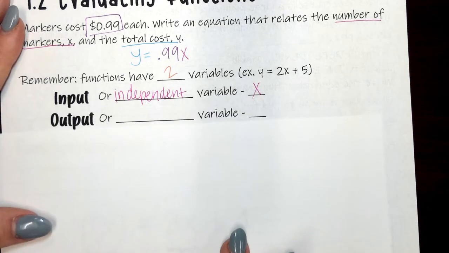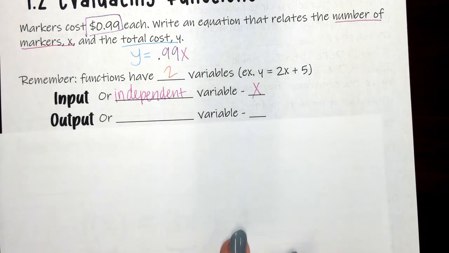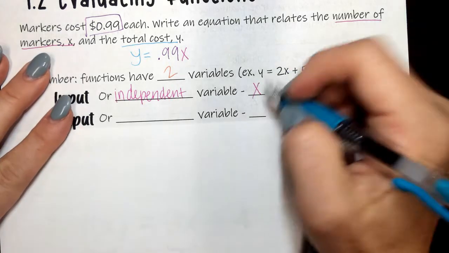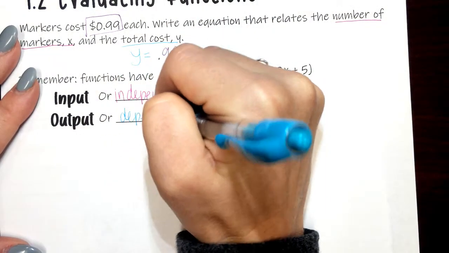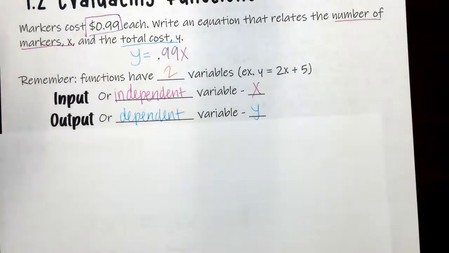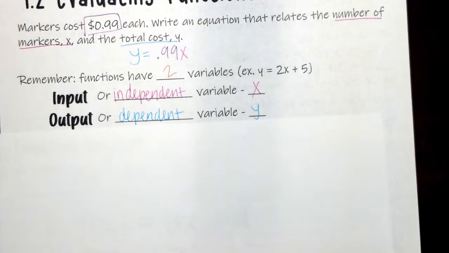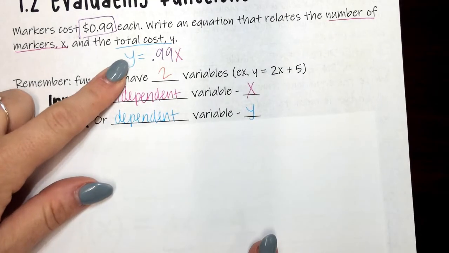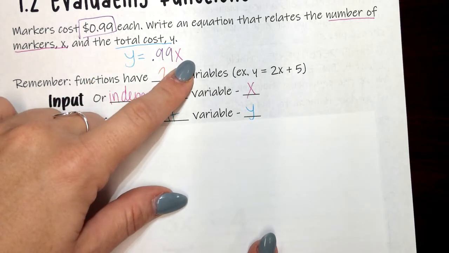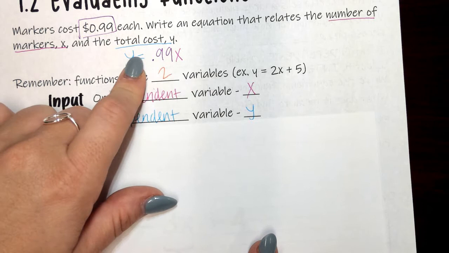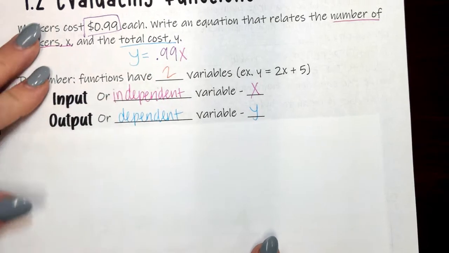Our other variable is our output. It's what our function is going to give us. That's our y, and it is called our dependent variable. That's because in order to get our output, or to know how much money we're going to spend, it's dependent on how many markers we get. We can't know this without getting this.